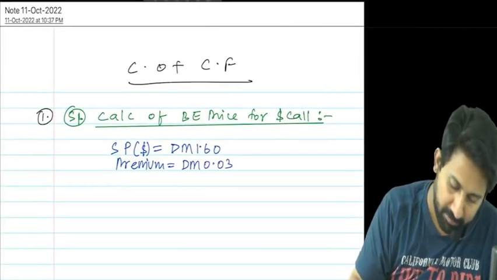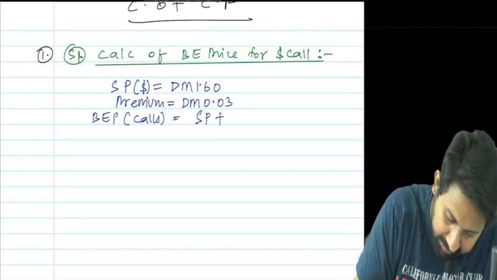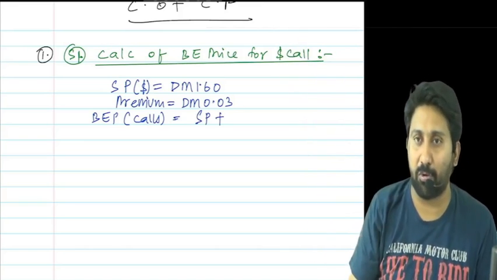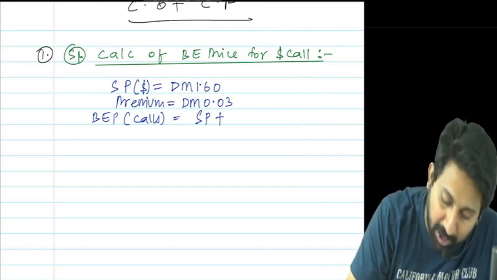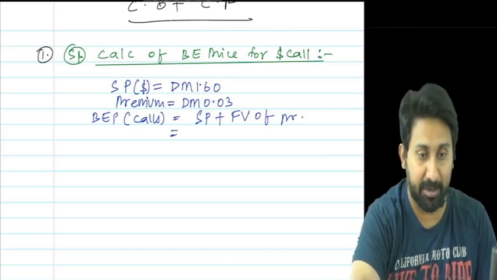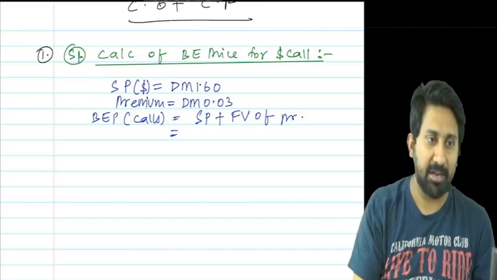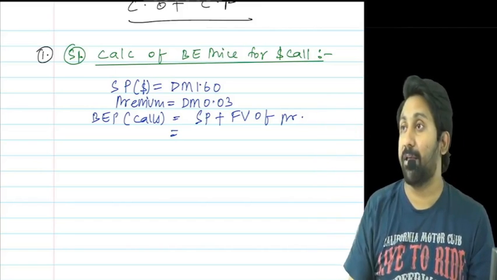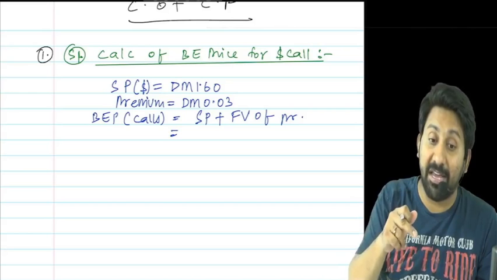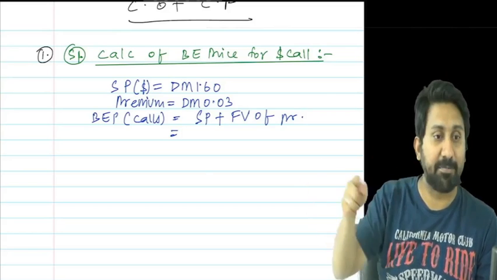Okay, now first break even price for calls equal to SP plus, SP is a price you will pay at a future date, not today. Technically we have to add the future value of premium. I told you this point very clearly when we were doing the options chapter. Since in the question they don't give any interest rate, we take premium as premium, or else we have to take the future value of premium because SP is paid in the future.